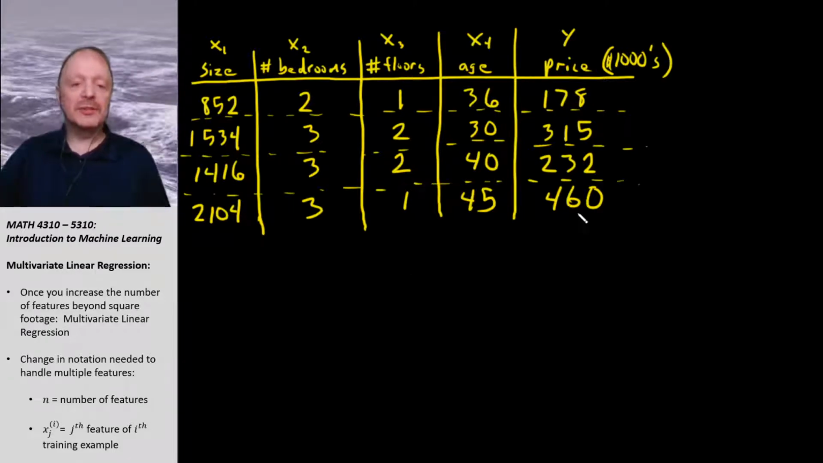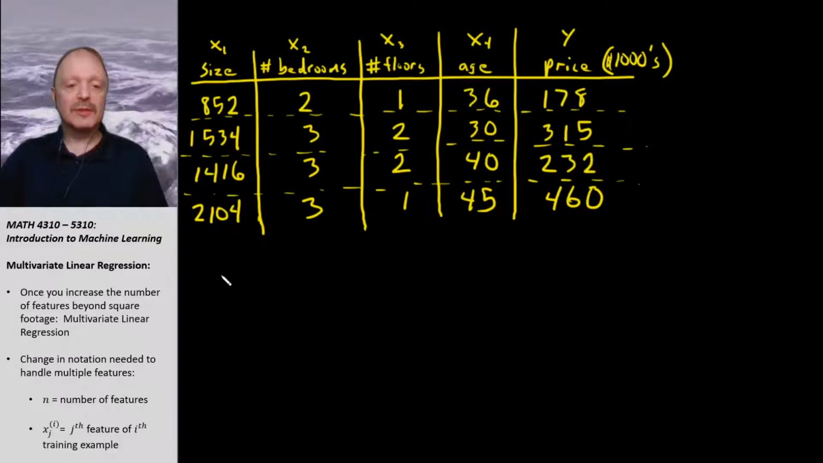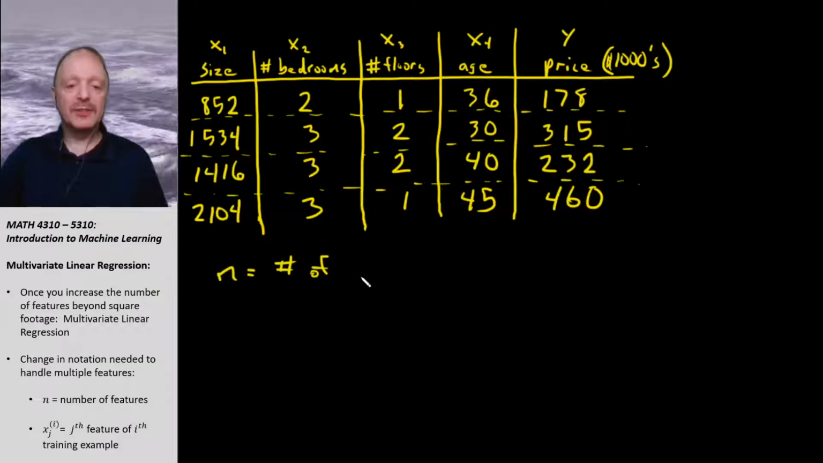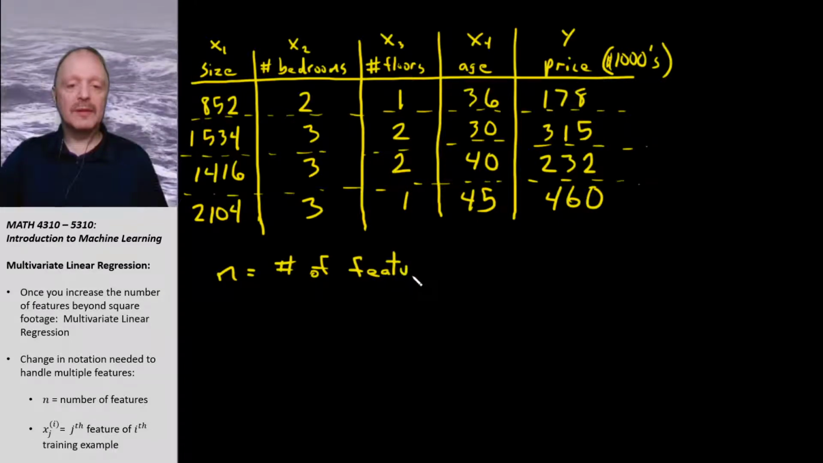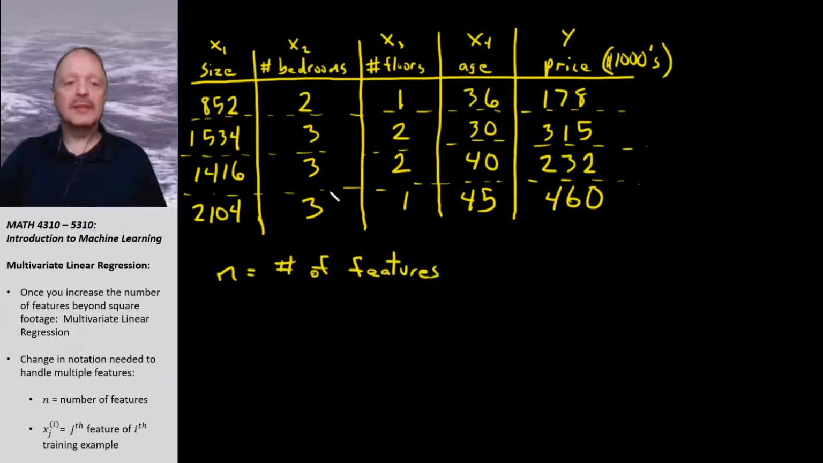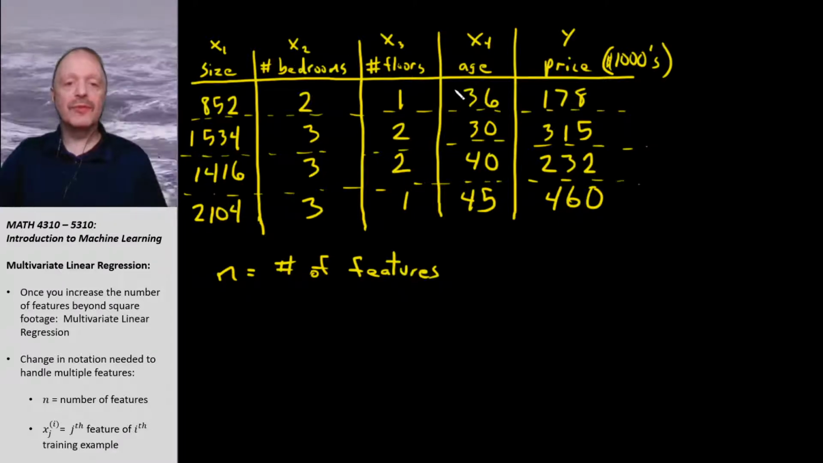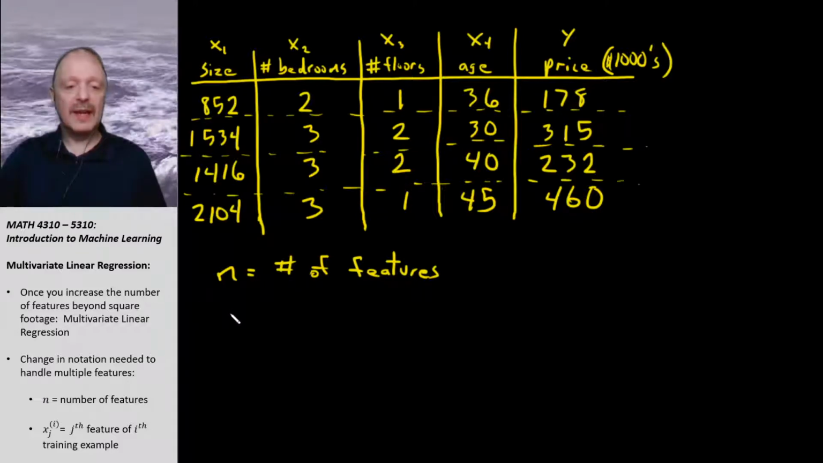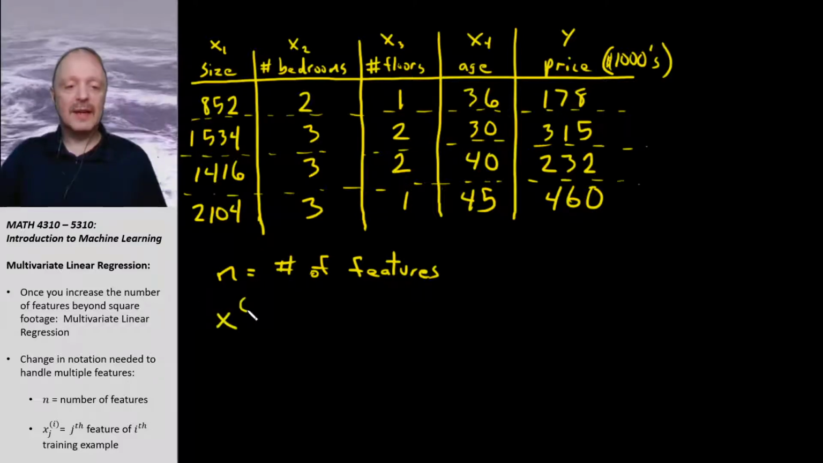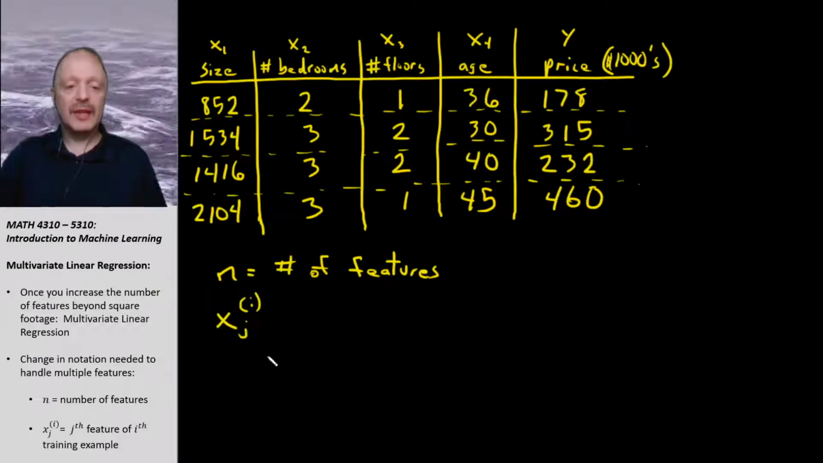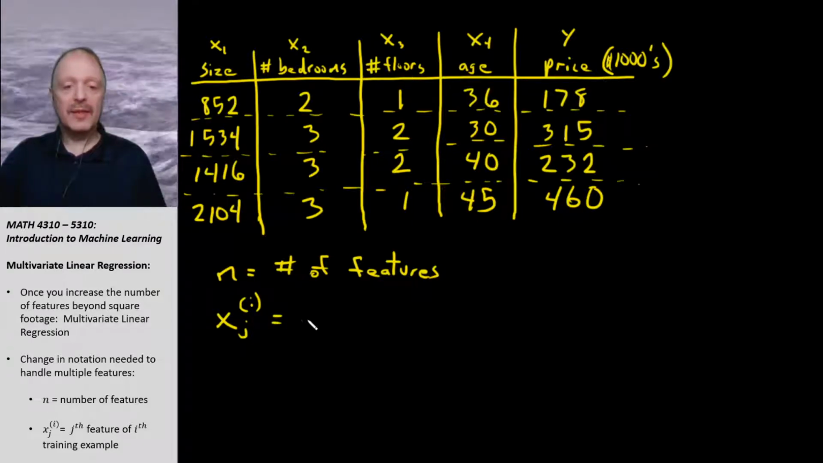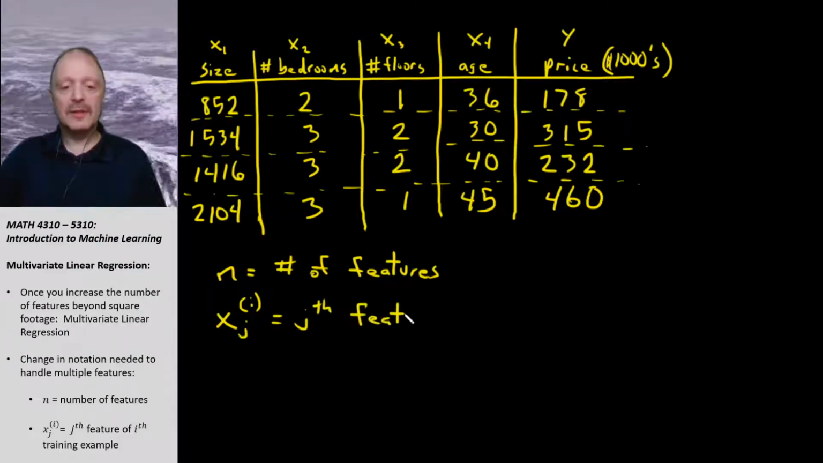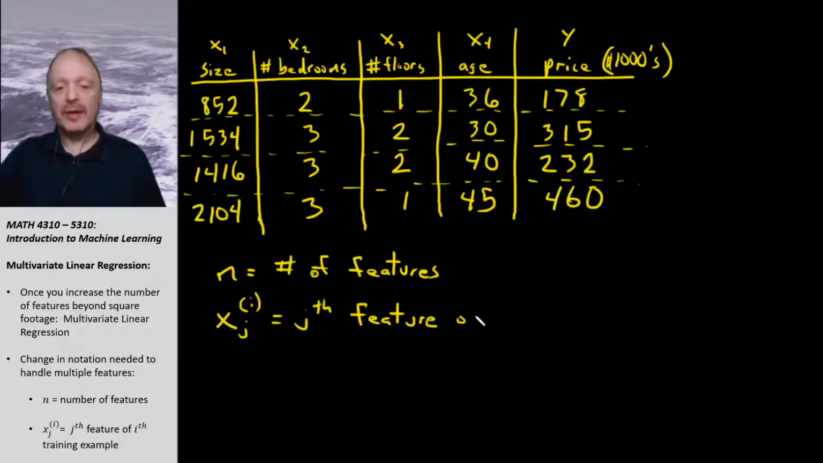We need to change our notation a little bit. First things first, n is going to equal the number of features that we have. In our case, we have 1, 2, 3, 4 features. And we're going to say that x sub j superscript i is going to be the jth feature of training example i.